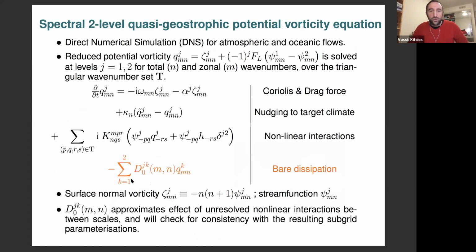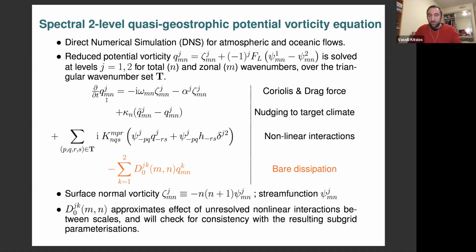So for this atmospheric flow, we're solving the spectral 2-level quasi-geostrophic potential vorticity equation. For those of you that aren't familiar, the potential vorticity, denoted here as Q for zonal wave number m, total wave number n, and on level j, is given by the surface normal vorticity, plus some layer coupling coefficient multiplied by the difference between the stream function on each level. And we solve this over the full triangular wave number set, denoted here by bold T.